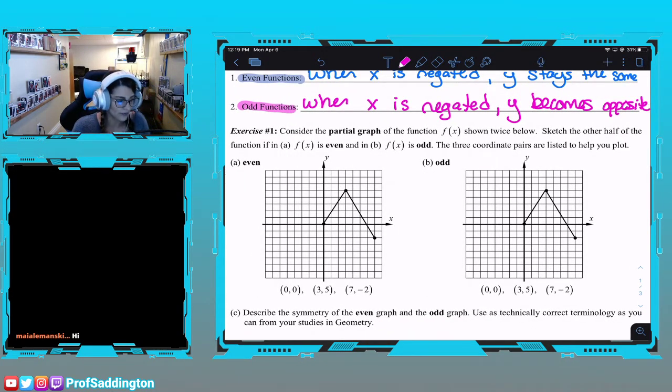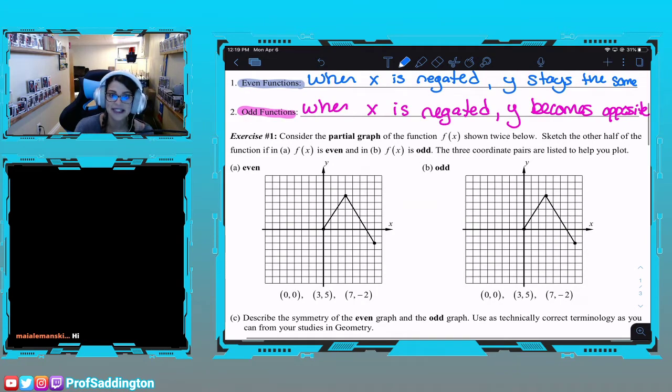So we have a partial graph of some functions below. So we want to graph A as an even function. So it gave us some points that are already plotted. We have the point 0, 0, we have the point 3, 5, and we have the point 7, negative 2. Well, based on that definition, when x is negated, the y stays the same. Well, 0, 0 is not going to change, but if we look at the next point, 3, 5, that means if it's an even function, that would be the point negative 3, 5. So 1, 2, 3, 1, 2, 3, 4, 5.